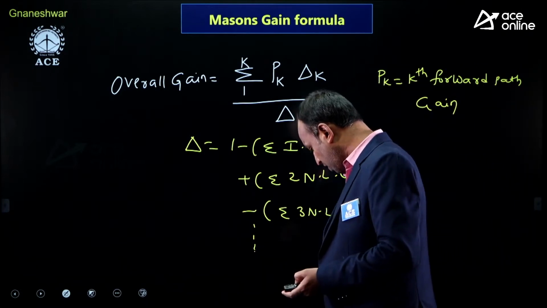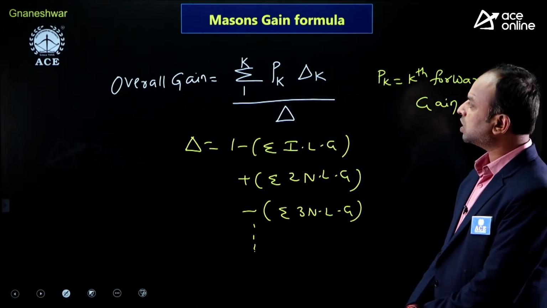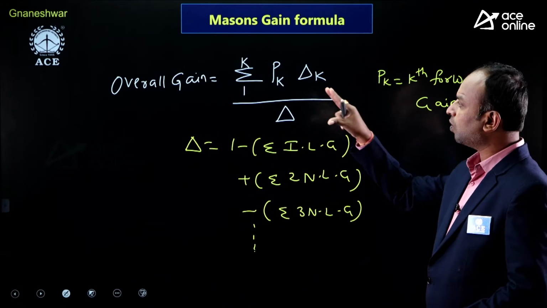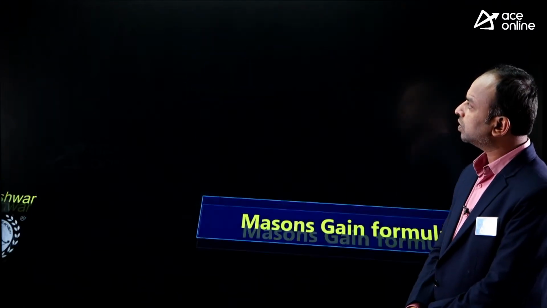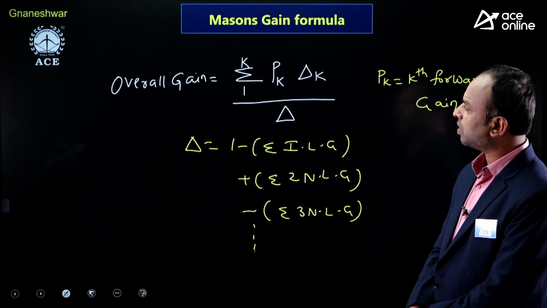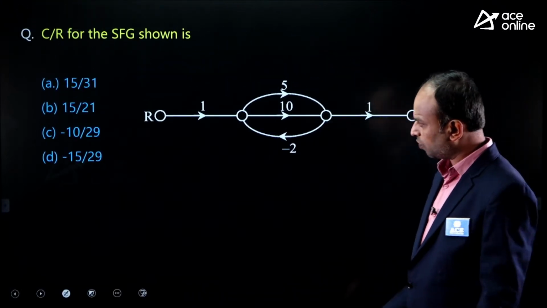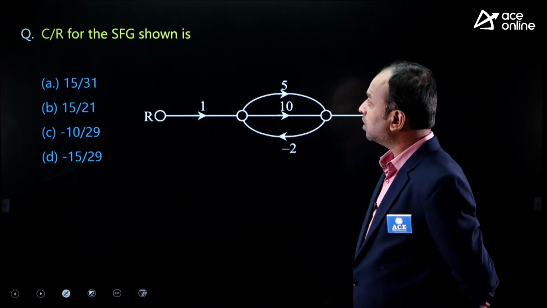Okay, Mason's gain formula. Next, related to this one, I am going to provide one question. Come on, use this formula. Find the overall gain, the overall transfer function of the question. This is the key. Actually, this is Mason's gain formula. By using this one, solve this question. Come on, try to find out. These are the options here. Come on.